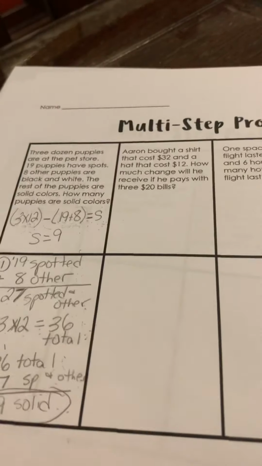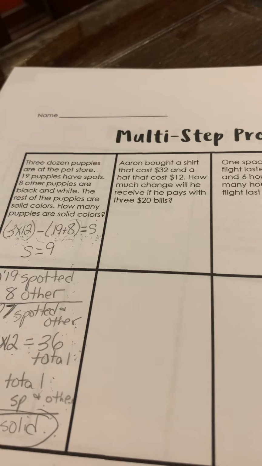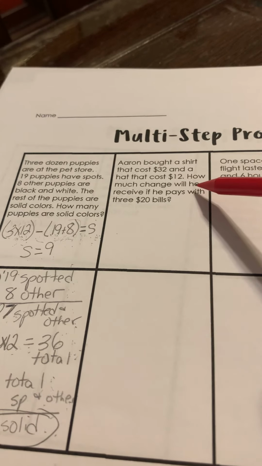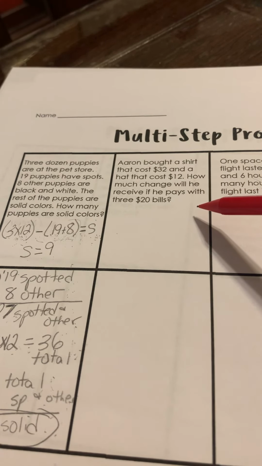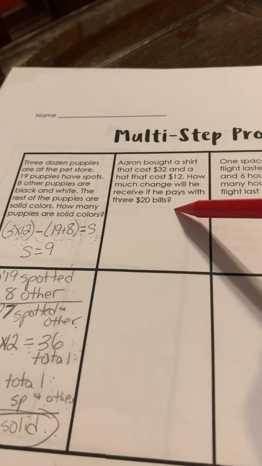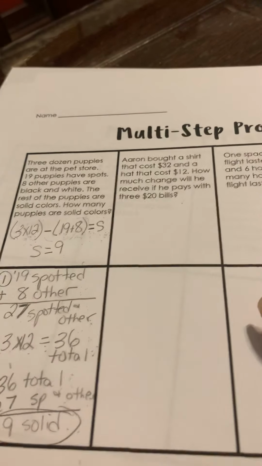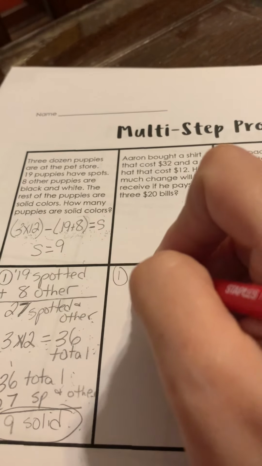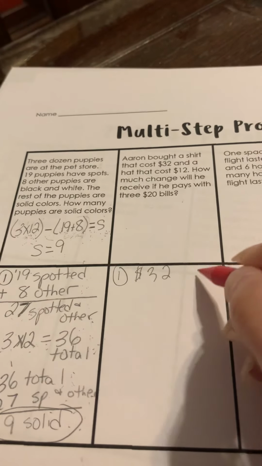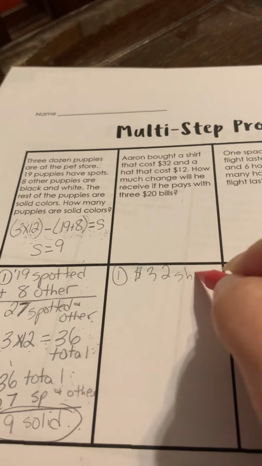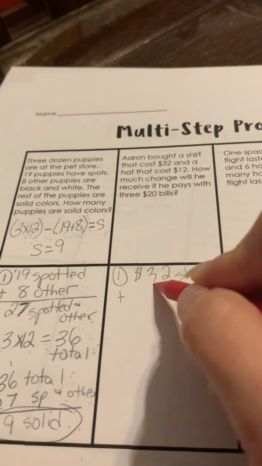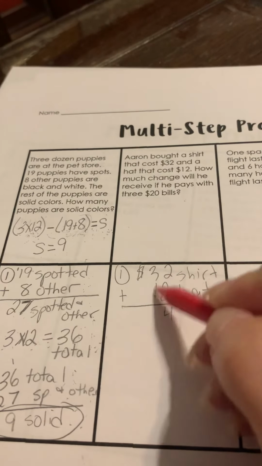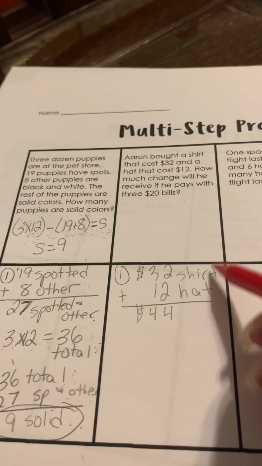Now I'm going to do the next one, and you're going to see step by step my thought process. Here it says that Aaron bought a shirt that cost $32 and a hat that cost $12. How much change will he receive if he pays with 3 $20 bills? Most of you knew that you had to add the hat and the shirt. So for step 1, I'm going to add 32 for the shirt plus the 12 for the hat. And that gives me $44. And that's for the shirt and the hat.